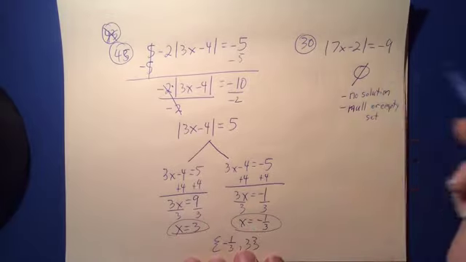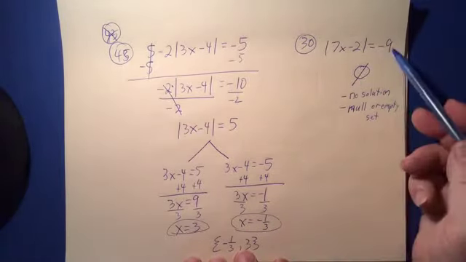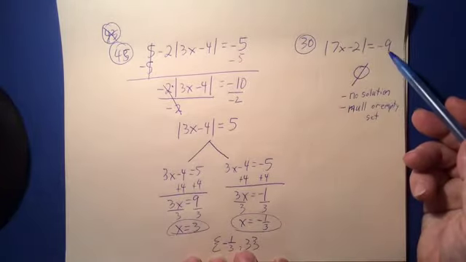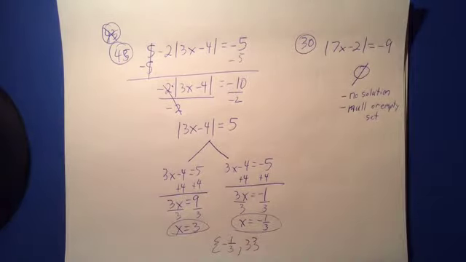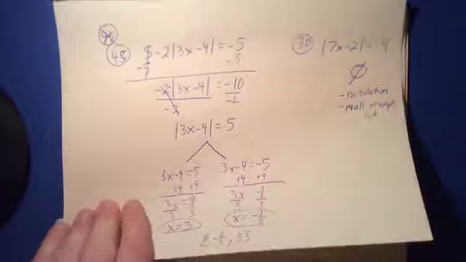So this represents a null or an empty set. There's nothing we can put in here that's going to generate a negative 9. So this answer here has no possible solution. If you have questions about this, please feel free to ask me about that in class.